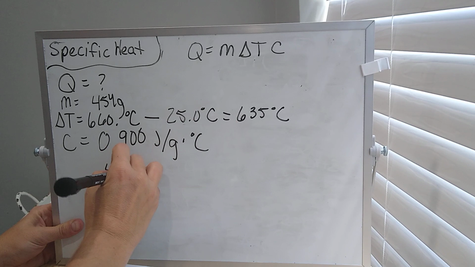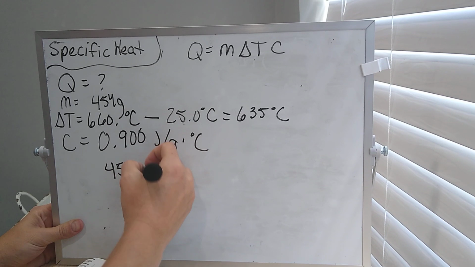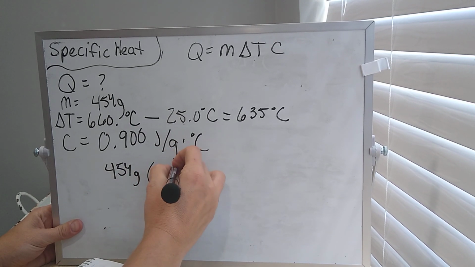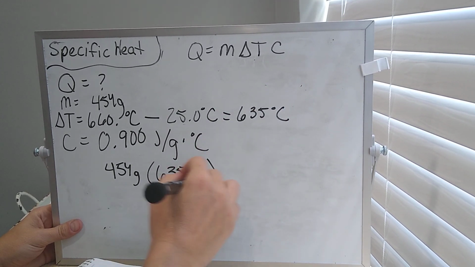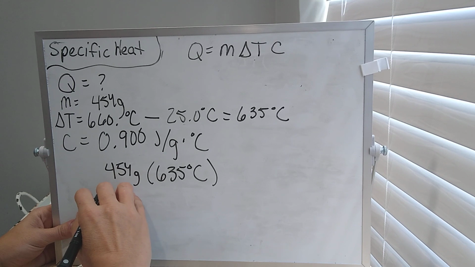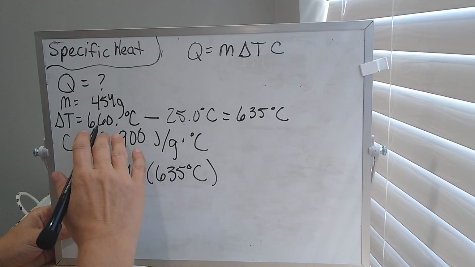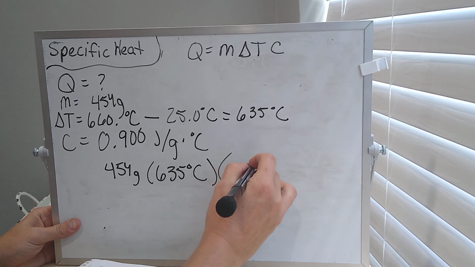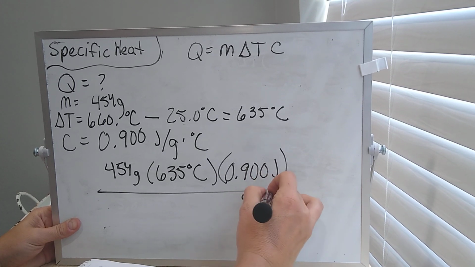So plug everything in, 454 grams. And I would suggest leaving the units in when you plug everything in to make sure that you're doing it all correctly and everything cancels out as it should. Times our change in temperature is 635 degrees Celsius, which is positive because we're ending at a higher temperature, so it will be positive. I'm sorry, we're not ending at a higher temperature. We actually went down a little bit. From 660 to 635, I apologize. And then times 0.900 joules per grams times degrees Celsius.